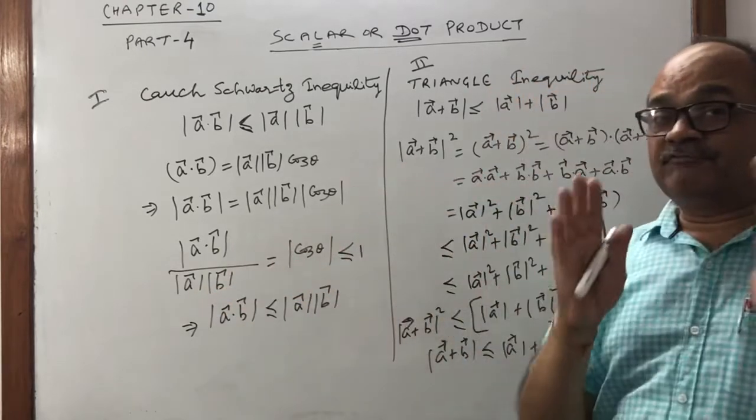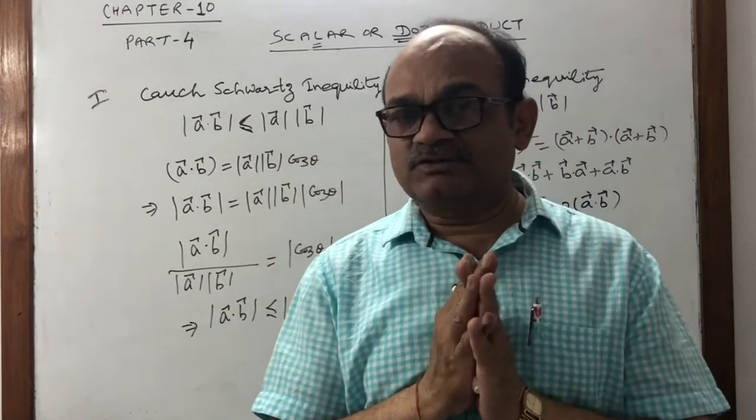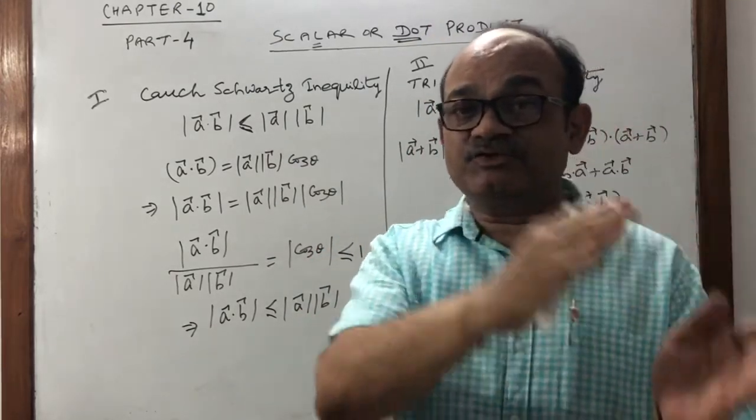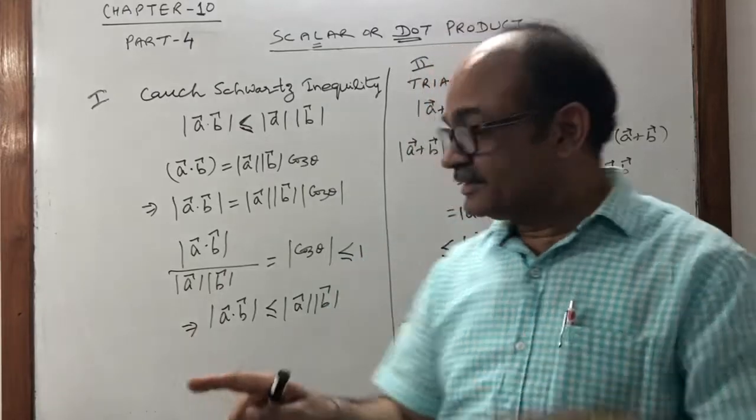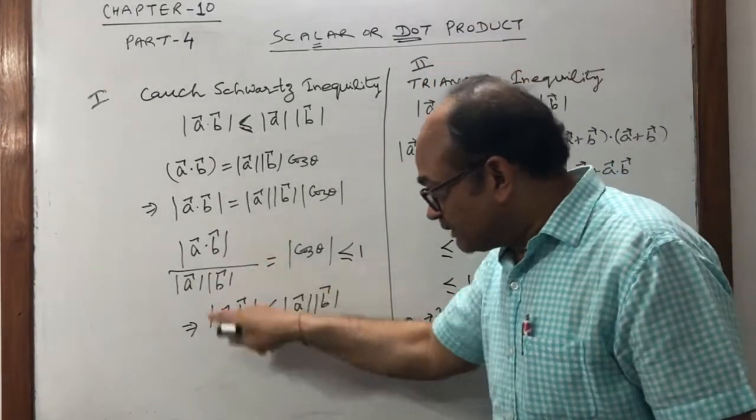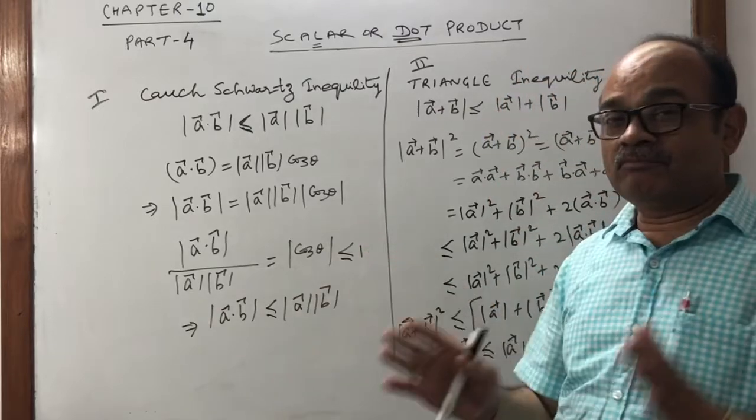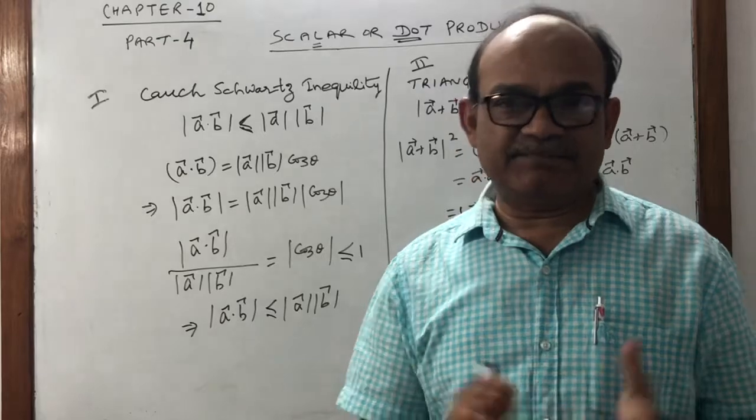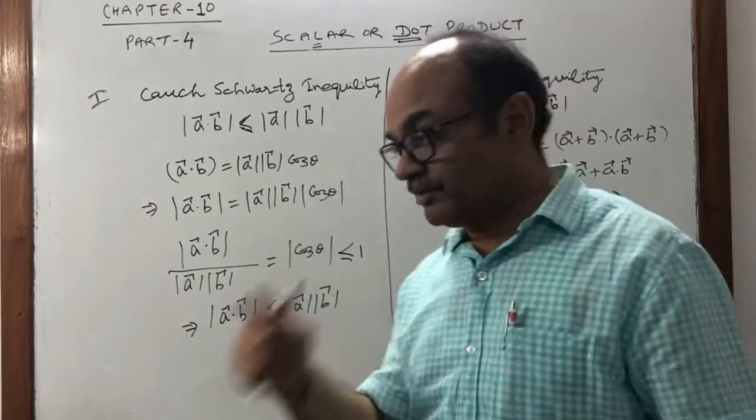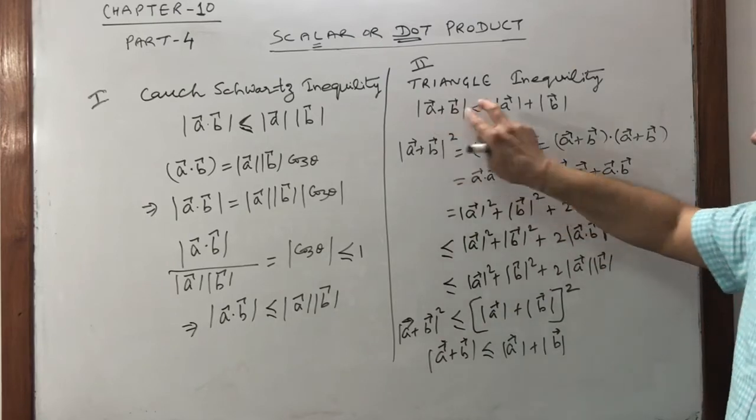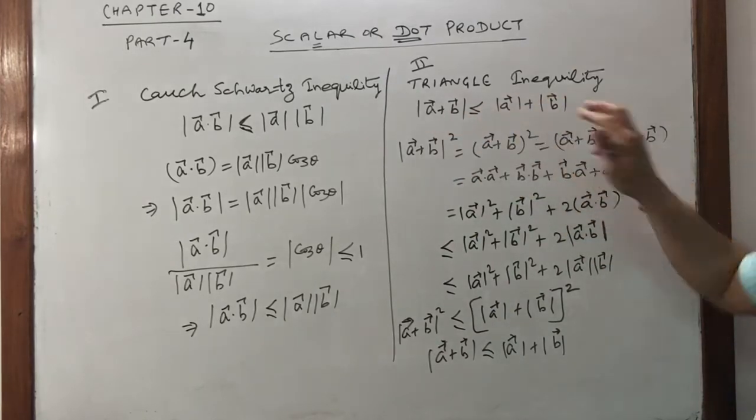But you know, the modulus of cos theta is always less than or equal to 1, because cos theta goes from minus 1 to plus 1, but when we take modulus, it is always less than or equal to 1. So here we cross multiply these two. What we are getting: mod of A dot B is always less than or equal to their separate mods. Correct? One more: triangle inequality.